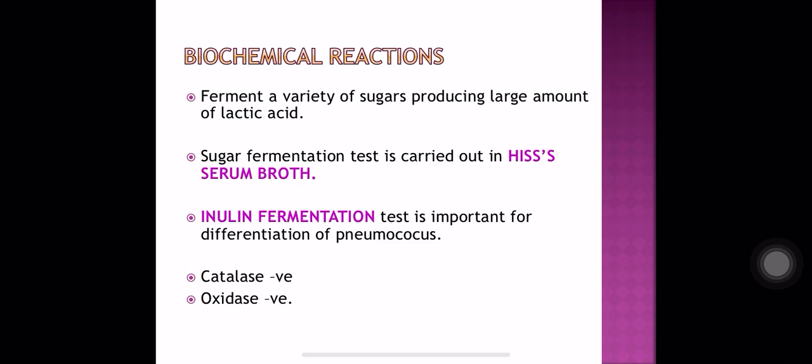Biochemical reactions of Streptococcus pneumoniae: they ferment a variety of sugars producing a large amount of lactic acid. Sugar fermentation test is carried out in Hiss serum broth. Inulin fermentation test is an important feature for pneumococcus. It is positive in case of pneumococcus, while it is negative in several other streptococci. They are catalase negative and oxidase negative.